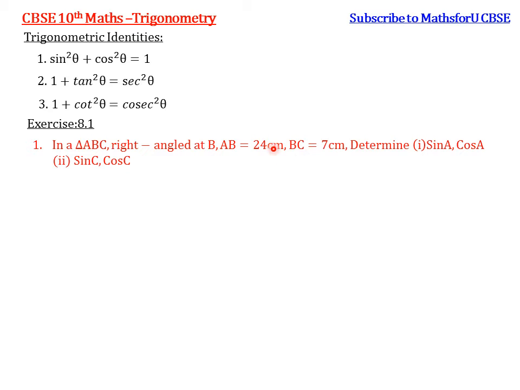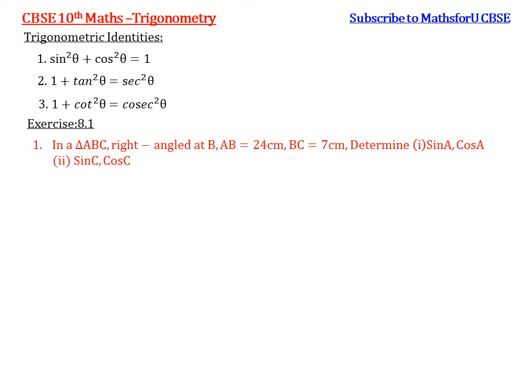So, first we need to draw the triangle, mark the values here, then find out the unknown side, then we will substitute those values into finding out sin A cos A and sin C cos C. Sin A cos A means sin A is the angle which is at A side, same way we can find out cos A, and C means the angle at C side we need to find out.